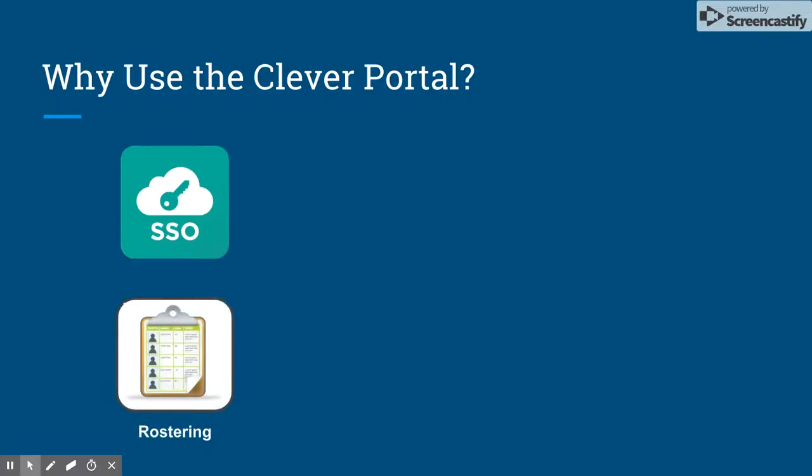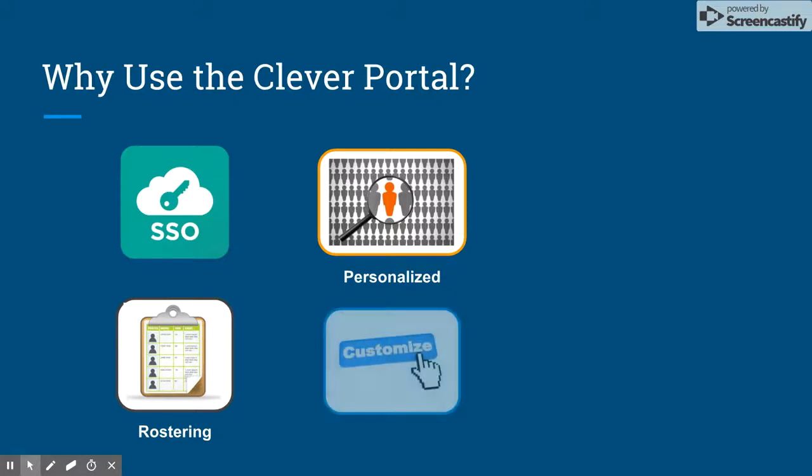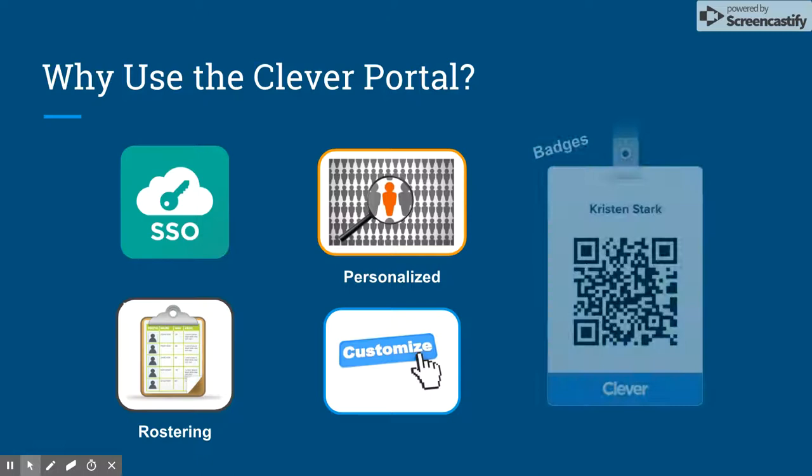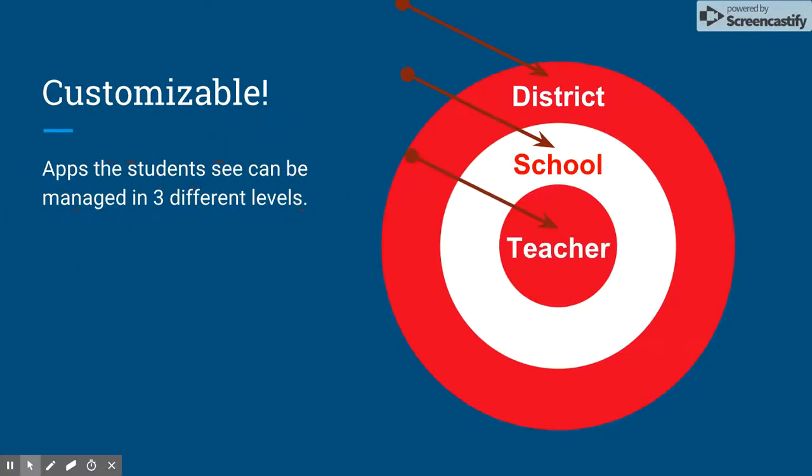It allows our rostering. It's all there. We don't have to add students to the programs and the platforms. It's personalized. You can make what is available, what is not available, add new things, take things away. Just like that, you can customize it. And we have badges for our younger students. So apps the students see can be managed in 3 different levels: by the district, by the school, and by teachers.